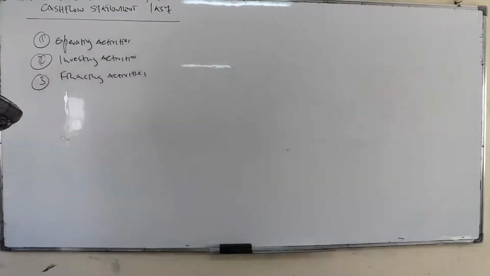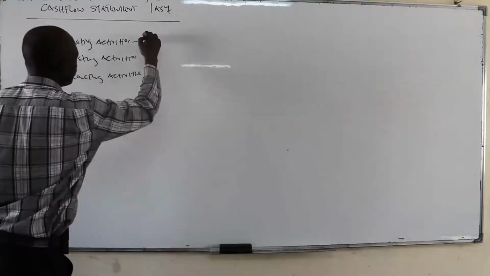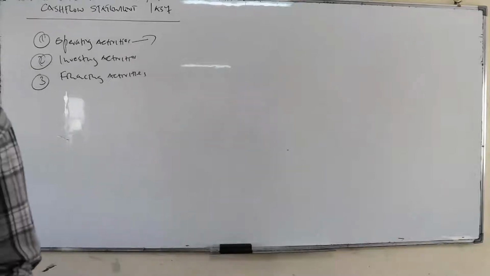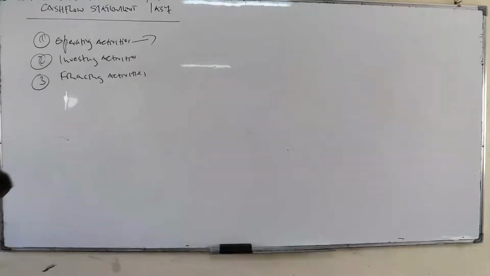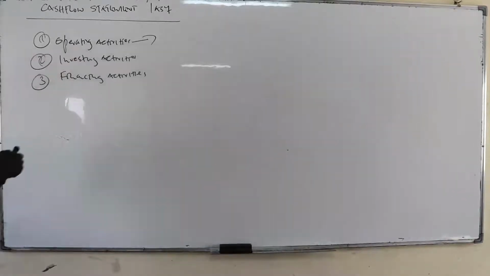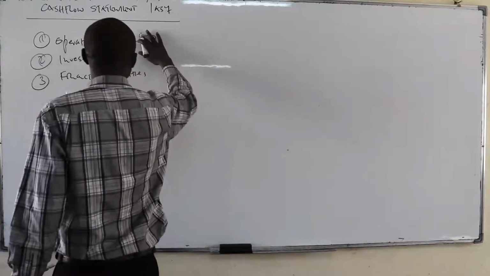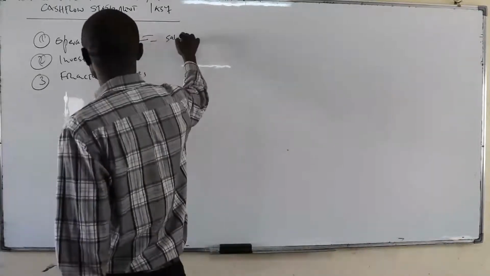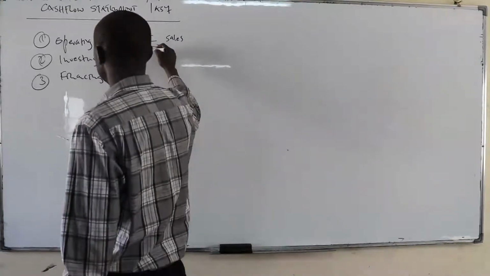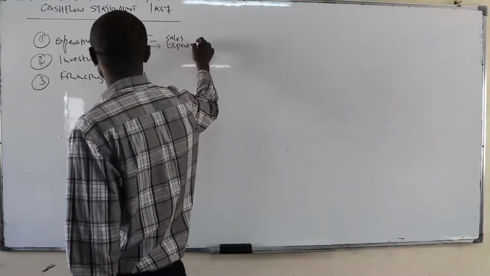So operating activities, those are primary activities that an entity engages in. Those are the activities that an entity is organized or formed to operate in, to produce. Operating activities include items like sales. When you make sales, you get money from sales. When you pay for expenses, you spend money, and payment of taxes.